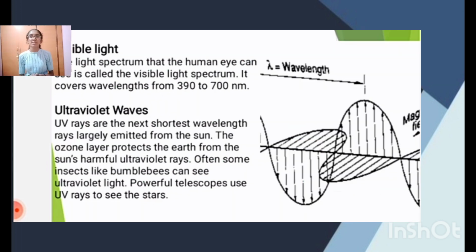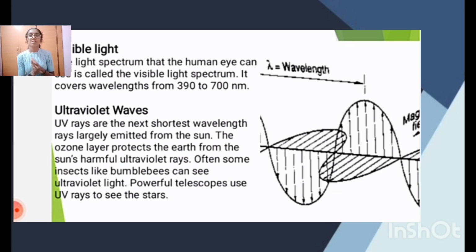And the fourth one is visible light. The light spectrum that the human eye can see is called the visible light spectrum, and it covers wavelengths from 390 to 700 nanometers, where lambda is the wavelength.